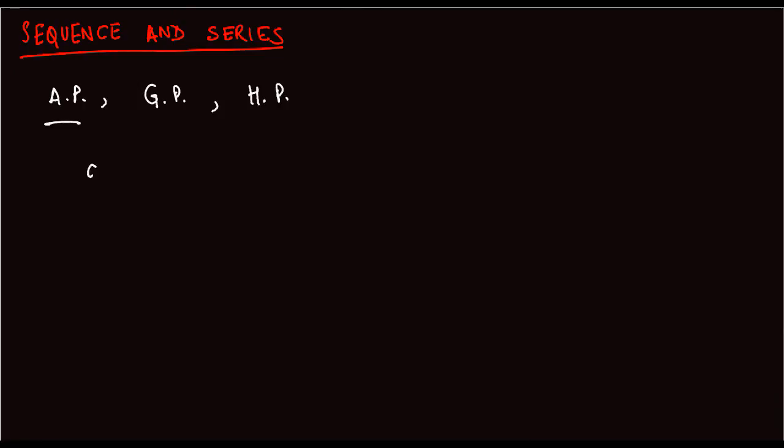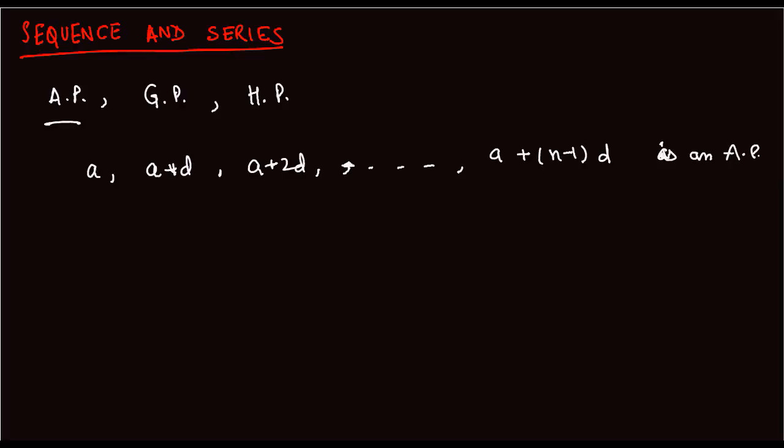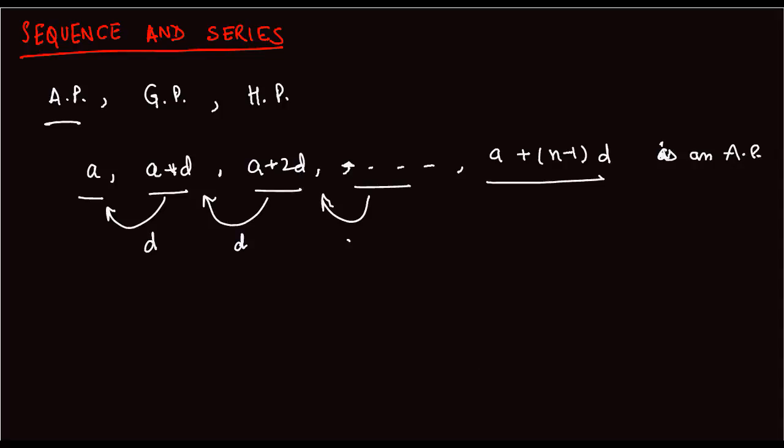For an AP, A, A plus D, A plus 2D, and like these terms, A plus n minus 1 D is an AP. Why is it an AP? Because there is a common difference between two adjacent terms. The difference between these two is D, the difference between these two is also D, and these two will also be D. So this is a common difference. That's why this sequence is called an AP.